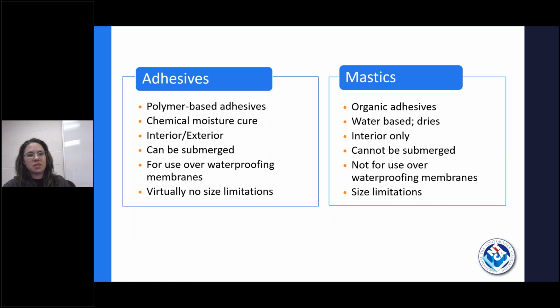Now let's compare these adhesives to mastics. A lot of the pluses that you get with mastics are the same as with these adhesives, but without a lot of the downsides. So again, adhesive, it's going to be polymer based, mastic, it's going to be an organic adhesive. It's going to need water that has to dry. You're only going to be able to use it inside, where these adhesives are literally designed for exterior use. Mastics, you can't use them over waterproofing. You couldn't use them in pools. They have size limitations, but they're ready to use in the bucket. And same thing with adhesives. It's ready to use in the bucket without a lot of those downsides.